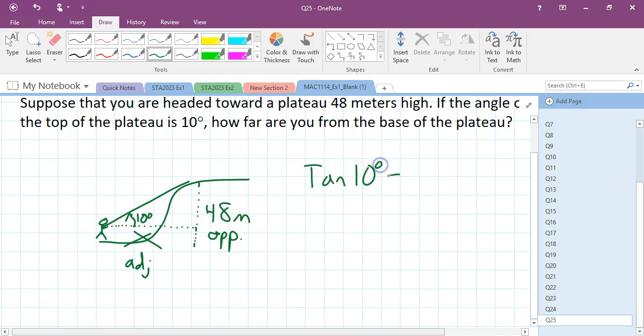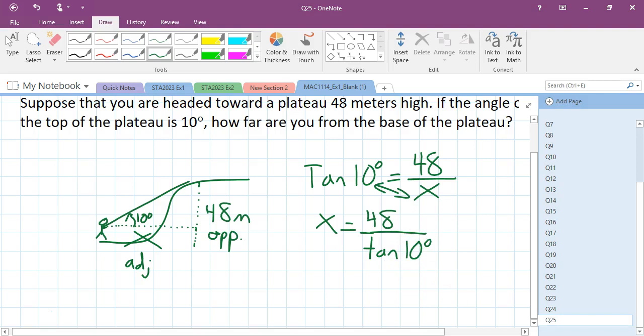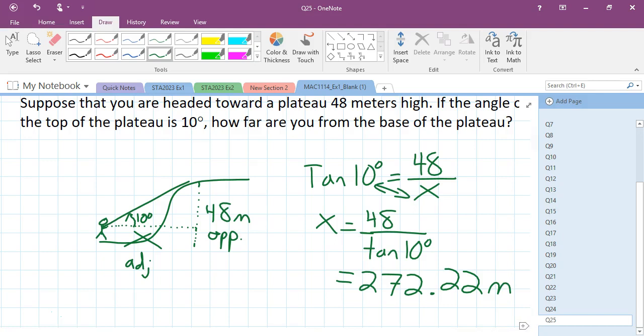Tangent 10 degrees is equal to what over what? Whatever you want to name it. X, P, just smiley face, whatever you want. So how do we solve this? Yeah, swap those two guys around. So x is equal to whatever 48 divided by tangent 10 degrees is. And I believe it says round to 2 decimal places. 272.22, I think it's meters. Meters. But of course it gives you the label there anyway. So that's it. That's what your test is going to be like.